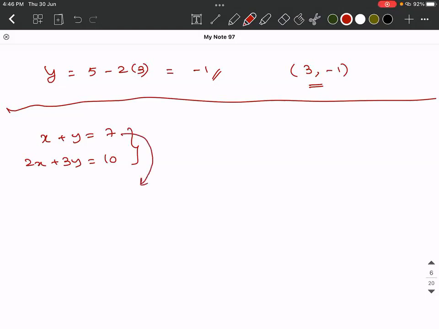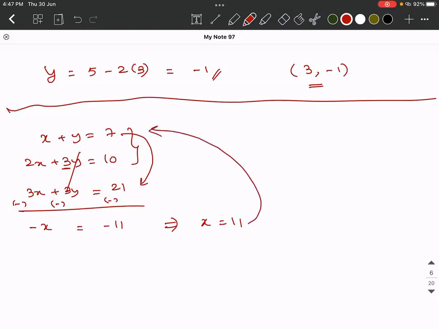If I need to eliminate y, what do I need to do to the first expression? I need to get the common multiple of y in both the cases. So here I need to multiply with 3. So I get 3x plus 3y is equal to 21. When I subtract both, this will get cancelled. Minus x will be equal to minus 11, which implies x is equal to 11. When x is equal to 11, y is equal to 7 minus 11, which is minus 4.